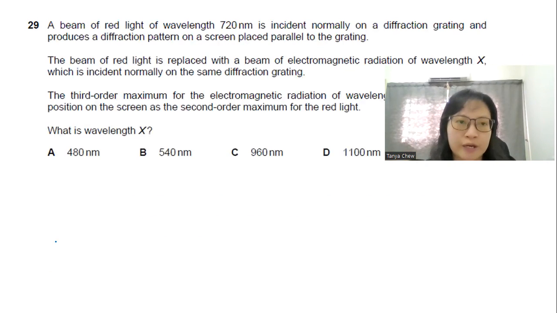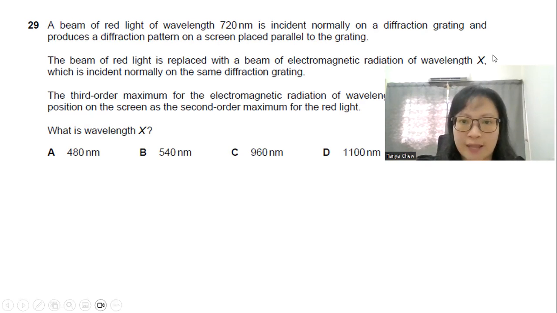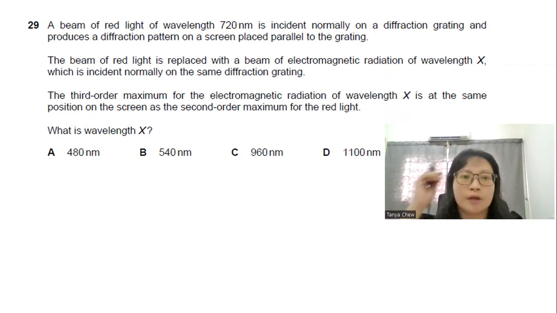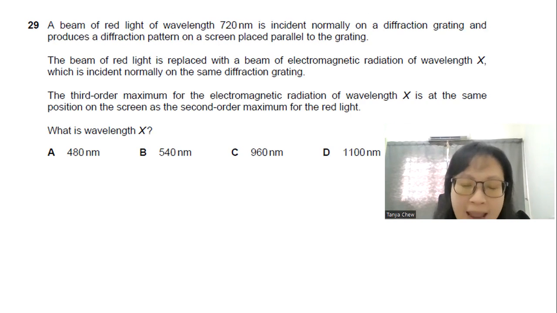Now, question number 29, a beam of red light of wavelength 720 nanometer is incident normally on a diffraction grating and produces a diffraction pattern on a screen placed parallel to the grating. The beam of red light is replaced with a beam of electromagnetic radiation of wavelength X, which is incident normally on the same diffraction grating. The third order maximum of the electromagnetic radiation of wavelength X is at the same position on the screen as the second order maximum for the red light.